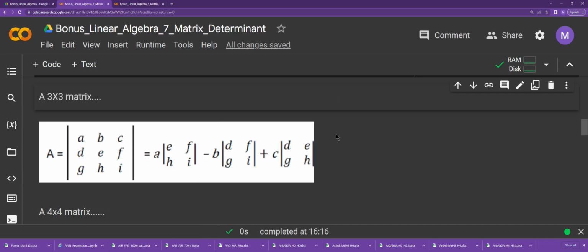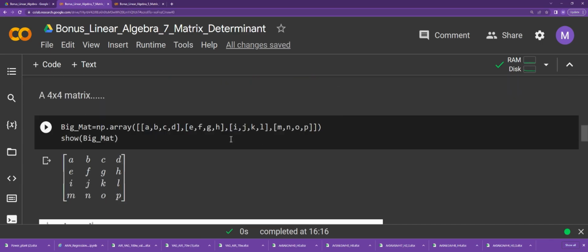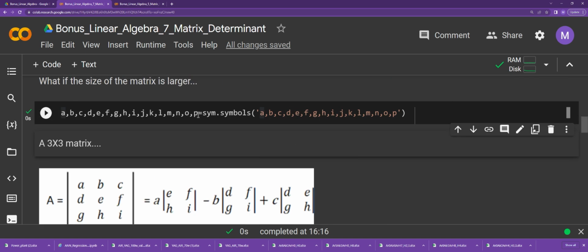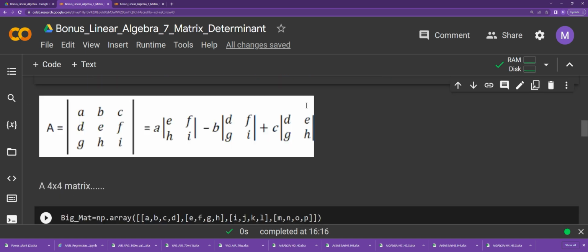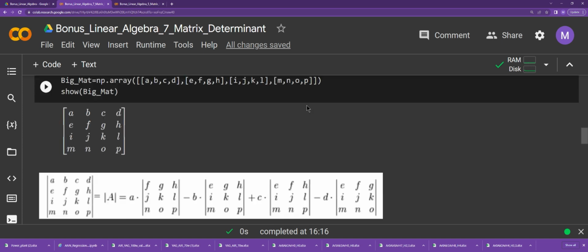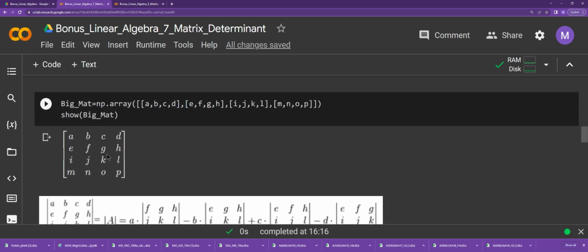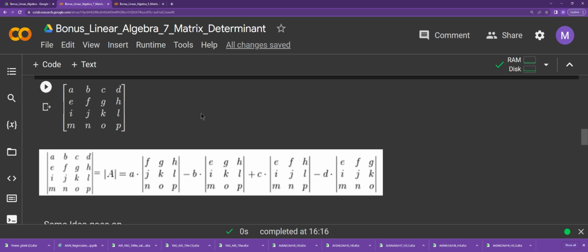But obviously, when we go to 4 by 4, now you realize why you have these P's until the last one. So A, B, C, D, E, F, G, H, I, J, K, L, M, N, O, P. Okay. Now, pay very careful attention, guys. Yeah. So what's happening here now?